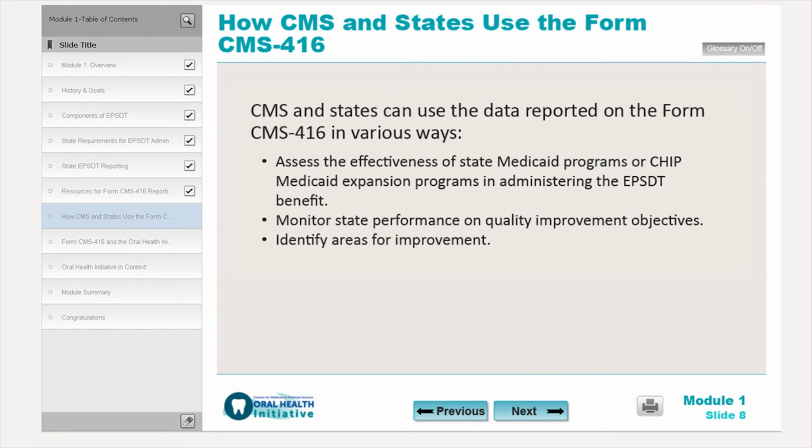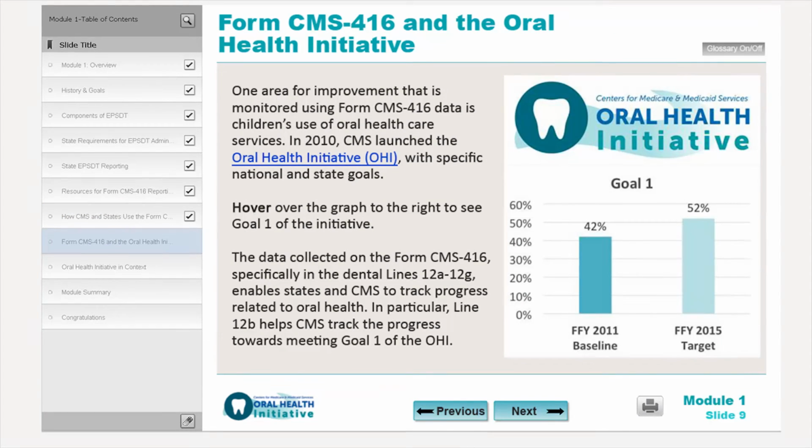How do states use data from Form CMS-416? CMS and states can use the data reported on the Form CMS-416 in various ways, including to assess the effectiveness of state Medicaid programs or CHIP Medicaid expansion programs in administering the EPSDT benefit, to monitor state performance on quality improvement objectives, and to identify areas for improvement. Let's talk a little more about how states and CMS are using data from Form CMS-416.